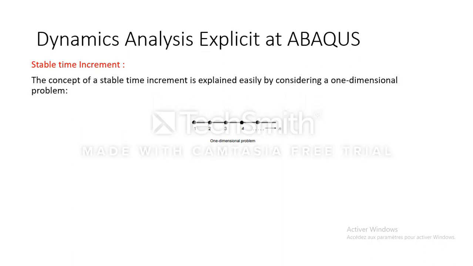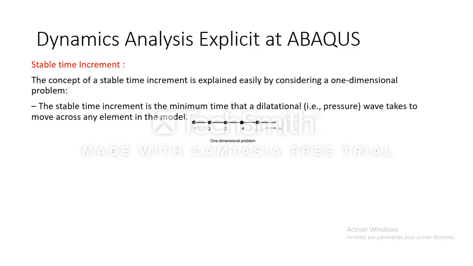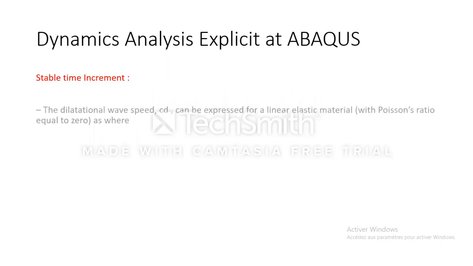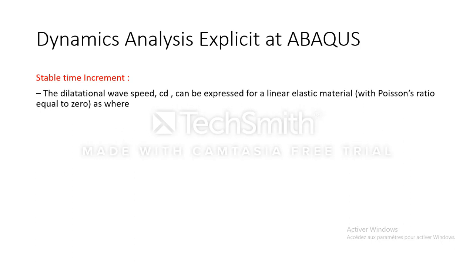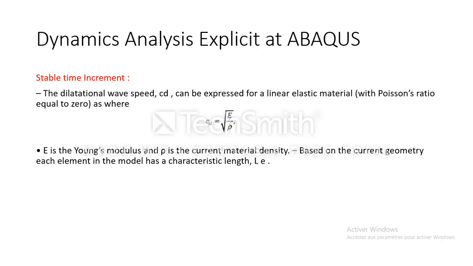The concept of a stable time increment in a one-dimensional problem: the stable time increment is the minimum time that a dilatational, that is, pressure wave takes to move across any element in the model. Dilatation consists of volume expansion and contraction. The dilatational wave speed, C_d, for an elastic material with Poisson's ratio equal to 0, is given below, where E is the Young's modulus and ρ is the current material density.